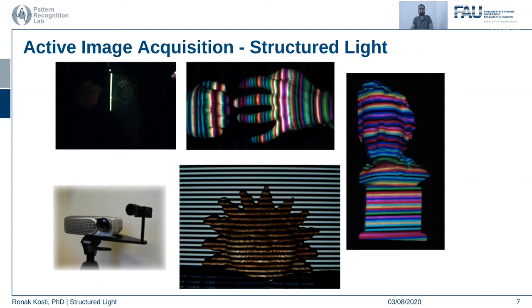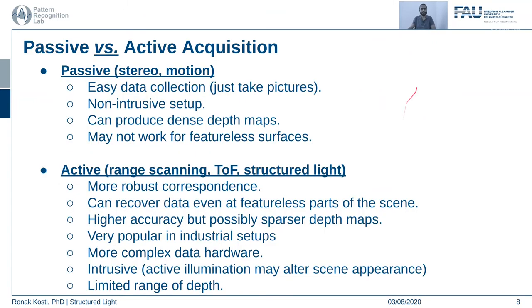So the differences between active and passive acquisition, the properties and the differences, we will see here. We already know in passive it's the stereo. We can calculate motion as well. Motion estimation can also be done. The data collection is easy, just taking some pictures by two cameras or even one camera displaced by a certain baseline, if you already know the baseline.